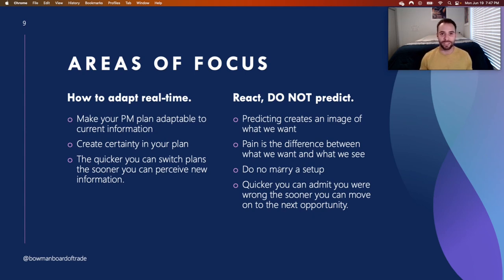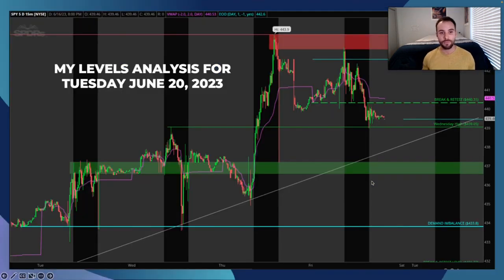Do not marry a setup. That is so important. In that last example, it was a perfect example, but be perceptive to what you're seeing. Don't marry a setup. The quicker you can admit that you're wrong and move on to the next opportunity, the more chance you have of capitalizing on that move and making money from it.